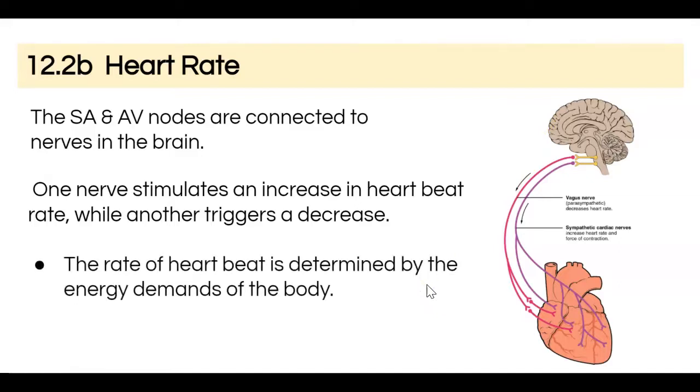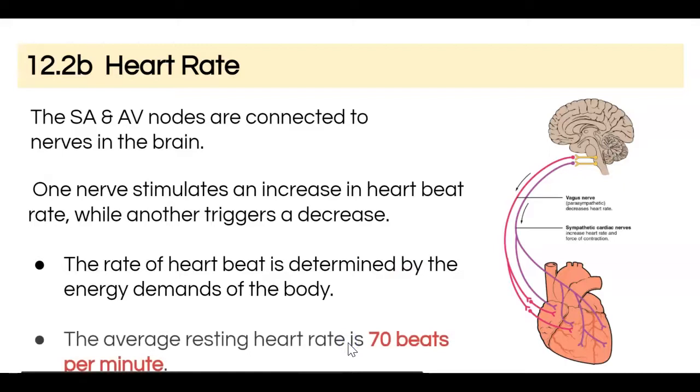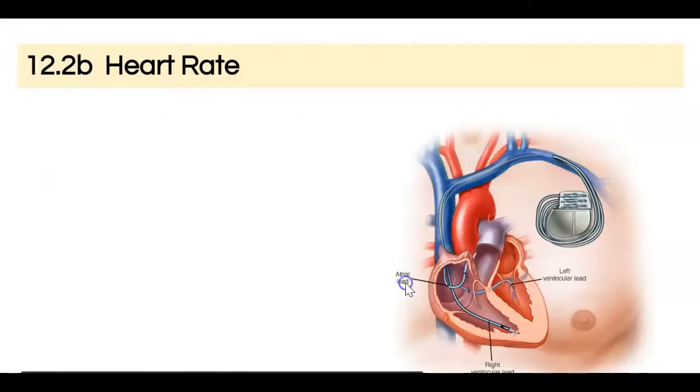So the rate of your heartbeat is basically determined by those energy demands. So, your heart rate will go up with physical activity because your body has greater energy demands during physical activity. I think that makes sense. So the average resting heart rate is 70 beats per minute. It'd be interesting for you to go back to the lab that we did last time when we were looking at the respiratory system to see how your heart rate compares.